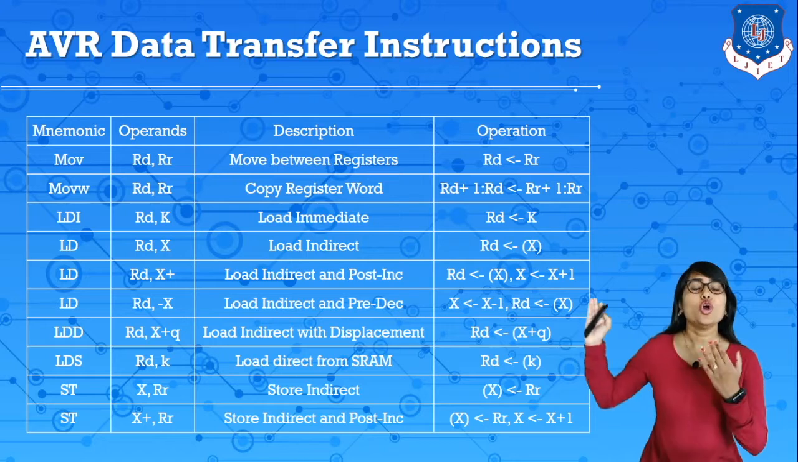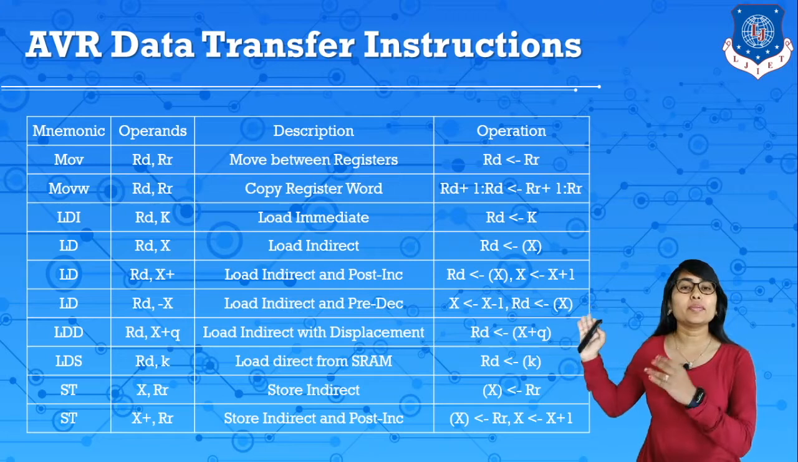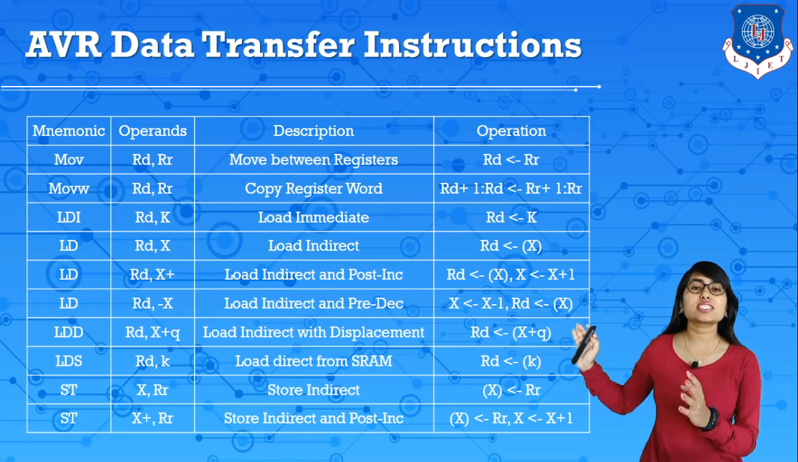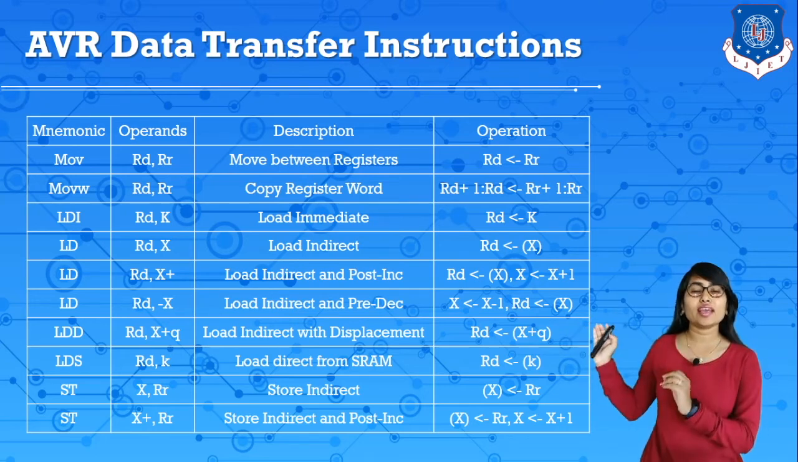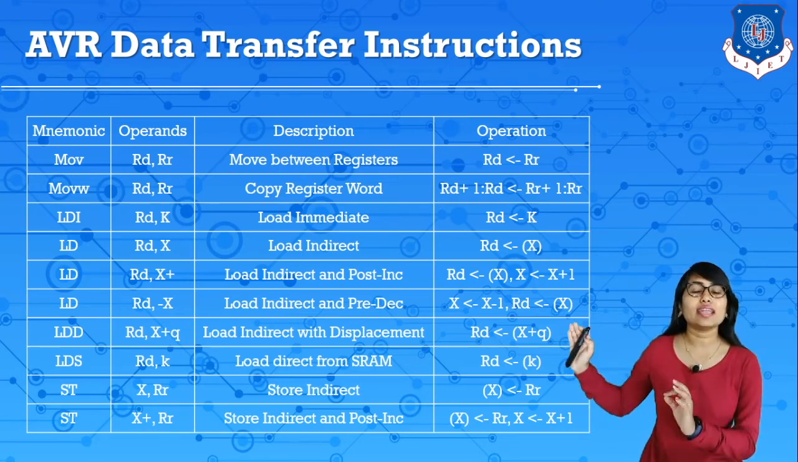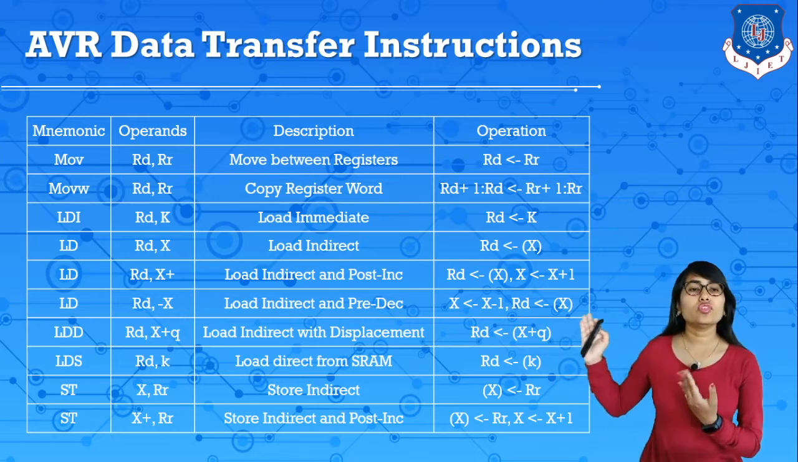So first is MOV RD, R. Whatever the content of R is, it is moved or copied into the RD register. Then MOVW RD, R, which is for 16-bit. Whatever data is stored in R and R+1 is copied into the RD and RD+1 registers. So this is MOV and MOVW.